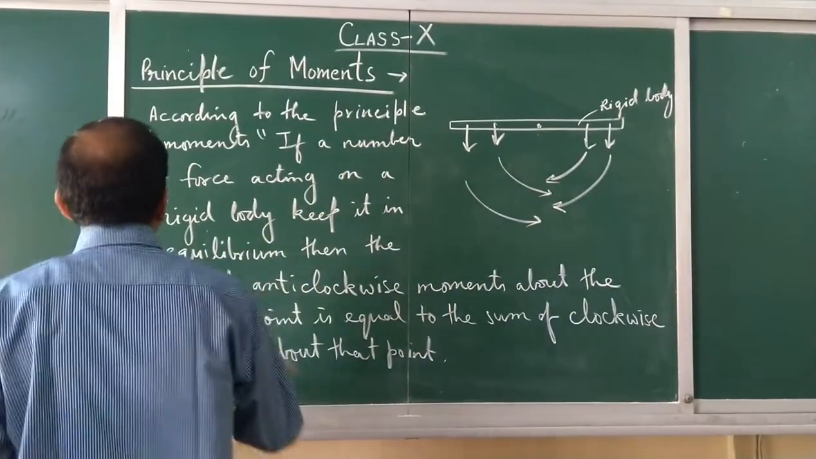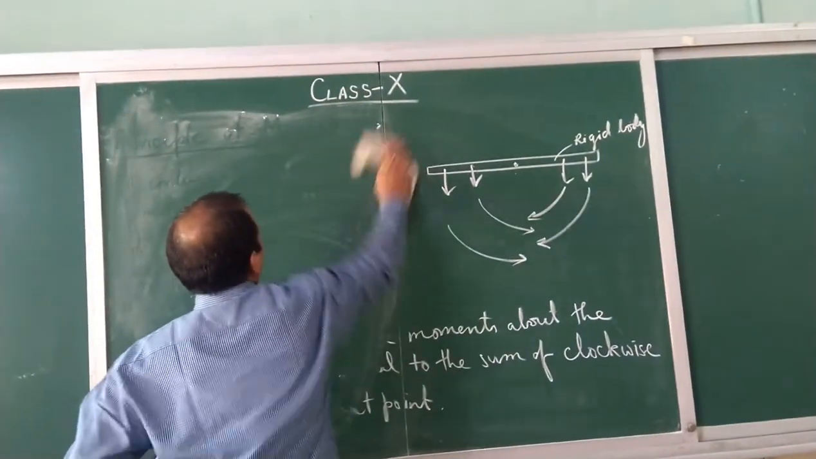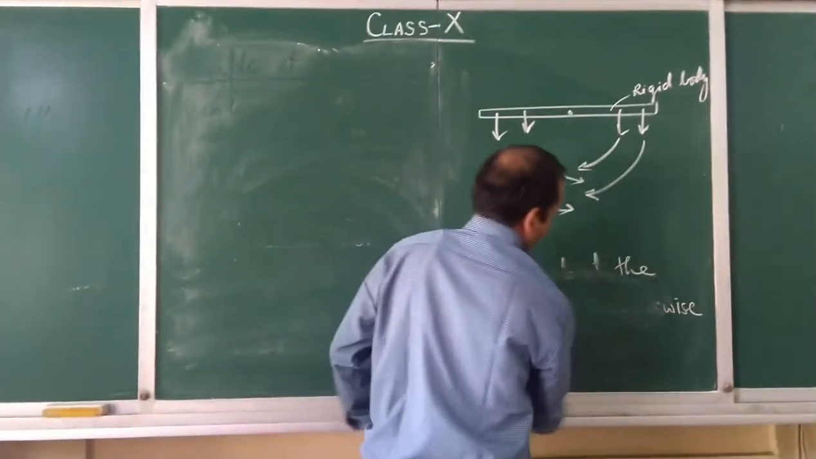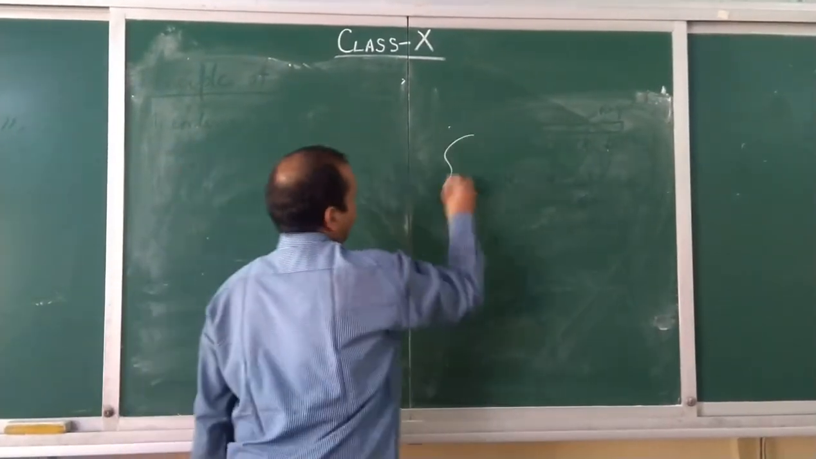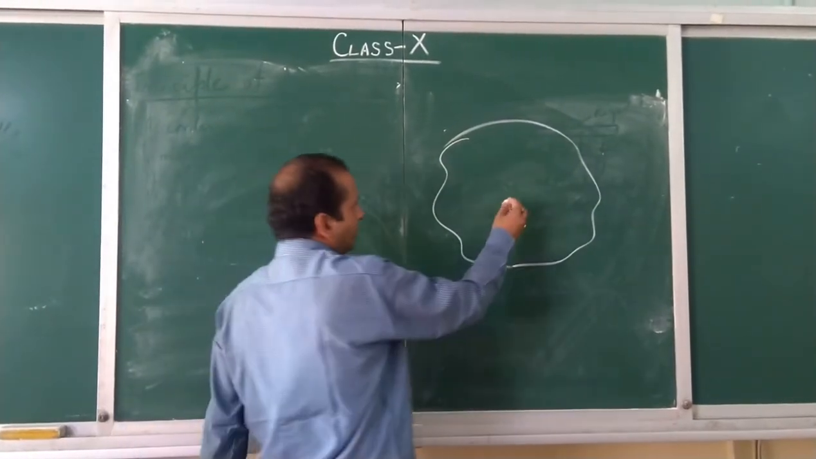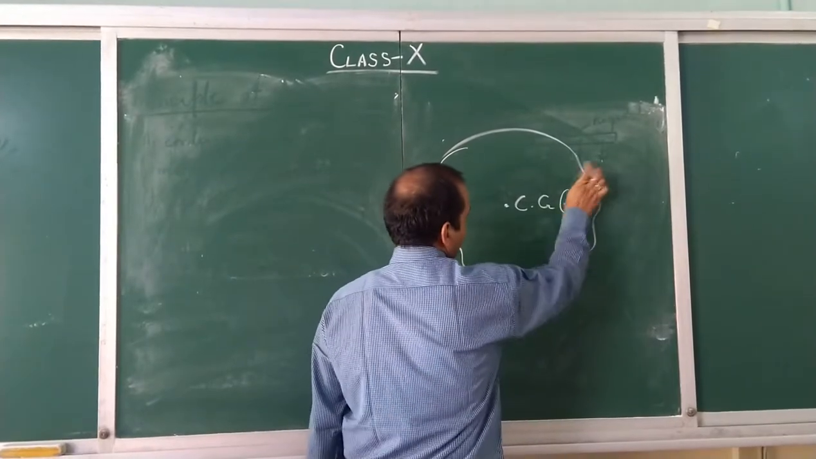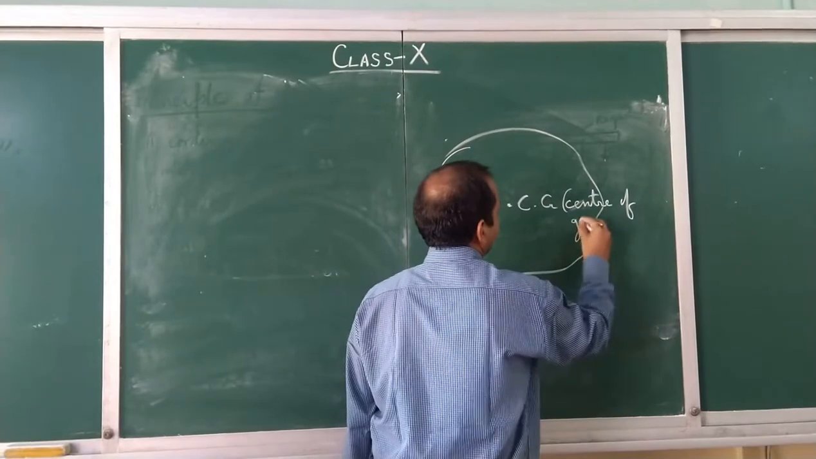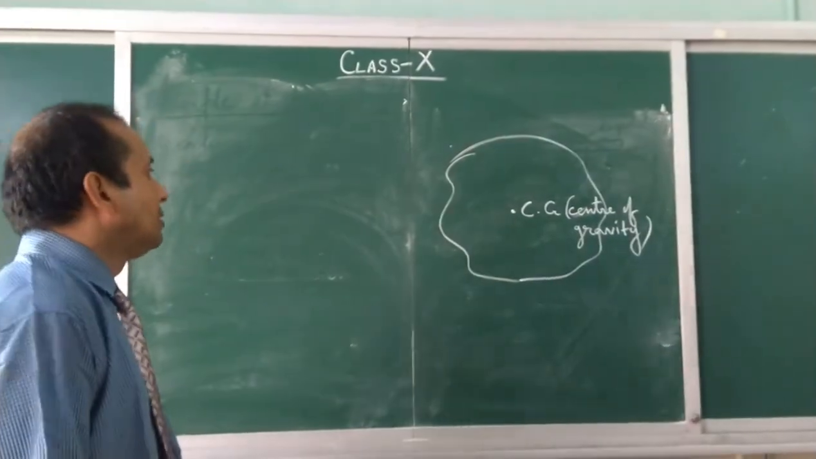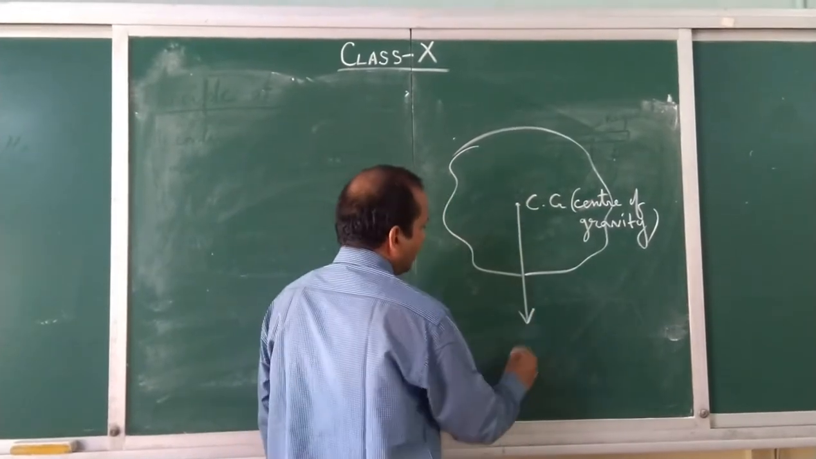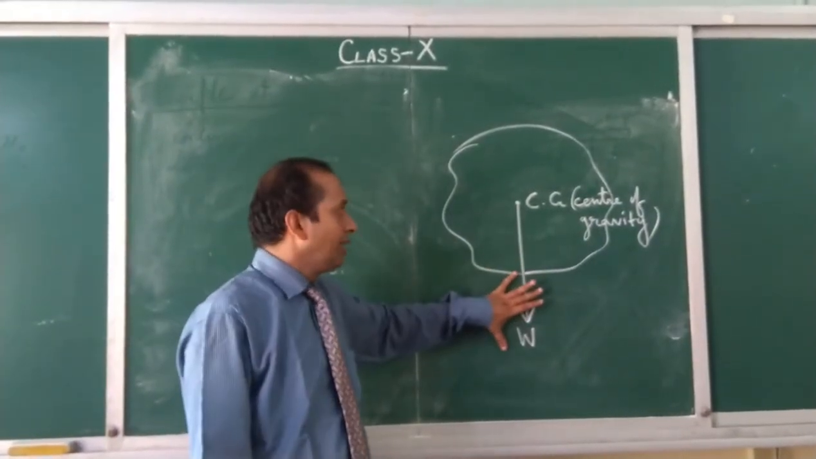After this, we come to the point, children: what is the center of gravity? Think that any body is there. There is always a center of gravity, CG. Center of gravity is a point where the whole weight of the body is supposed to be. From this point, the whole weight of the body is supposed to act.